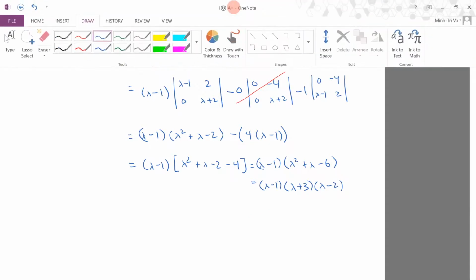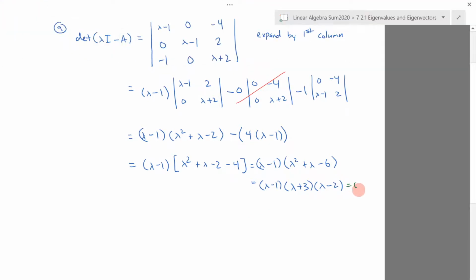Okay, so it's completely factored. I set it equal to 0, right? So that's my characteristic equation. And now the individual eigenvalues, let's list them from the lowest to highest, right? So the first one will be -3, and then +1, and then +2. Okay, so I have my eigenvalues.